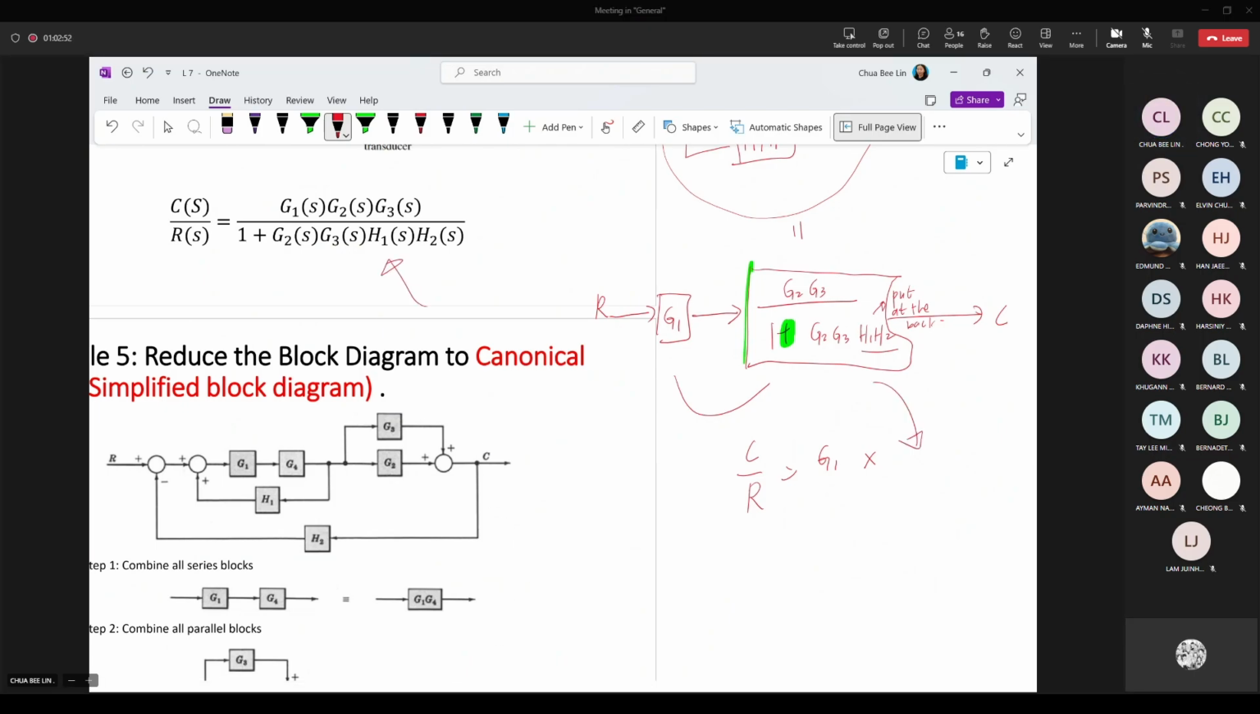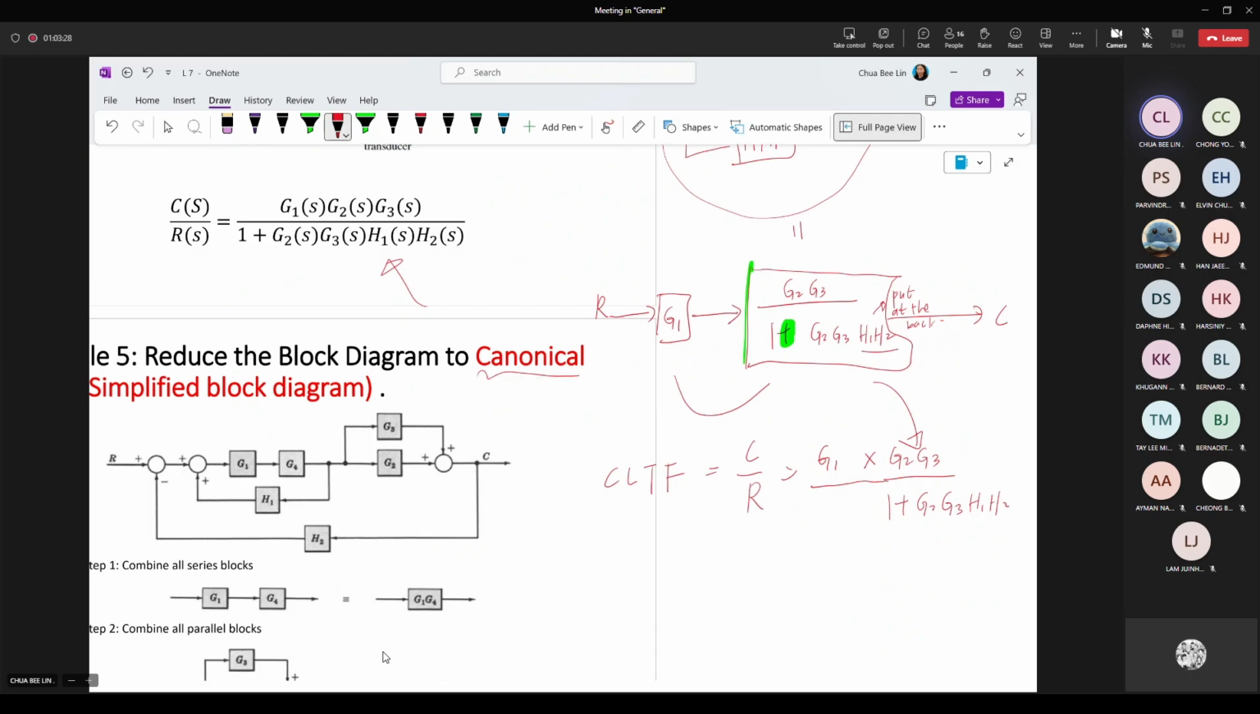Okay, G2, G3 over 1 plus G2, G3, H1, H2. You can put the bracket S, or you can just solve the answer in this form. Okay, this is not a simplified one. So in this case, you just make it longer. Then you'll be having a fraction on the top, the numerator and denominator, because this is a transfer function. So C over the R stands for the closed loop transfer function. We will have more examples to go through at 6 o'clock.